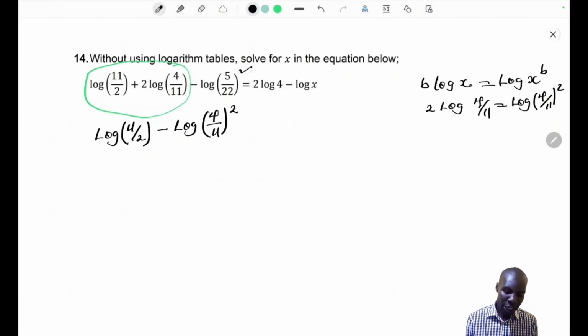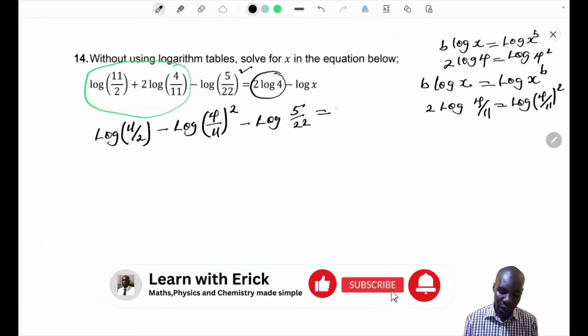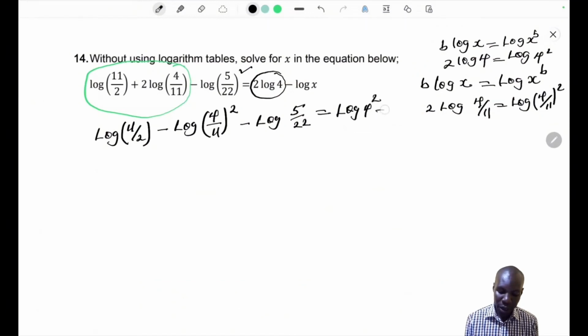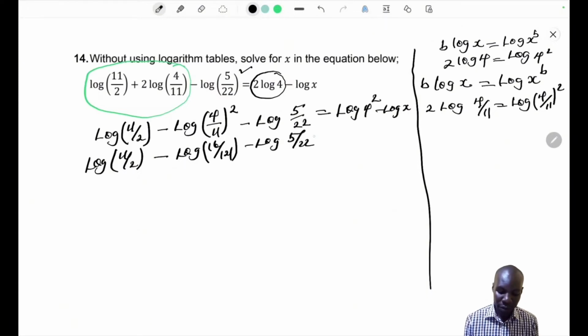Then we can bring in this and say minus log of 5 over 22. If we have got b log of x, it is the same as log of x to power b. So if we have got 2 log of 4, this is the same as log of 4 to power 2. We'll write it now: log of 4 to power 2 minus log of x. So this will give us log of 11 over 2 minus log of 16 over 121 minus log of 5 over 22 should give us log of 16 minus log of x.